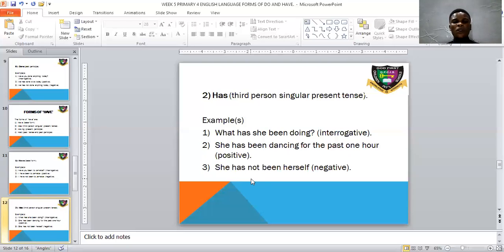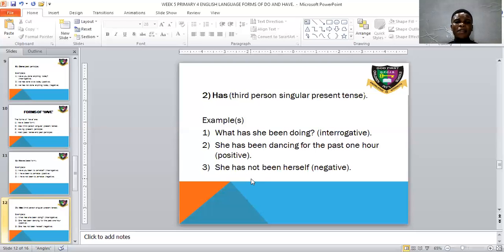Good. Now the third one, which is the negative statement, says she has not been herself. Now you're telling me about that same person that she has not been herself. Probably she's not the type that dances. She does not dance. Maybe she's always studying. She's always hoping to do one thing or the other. But all of a sudden she started dancing. She has been dancing for the past 1 hour.